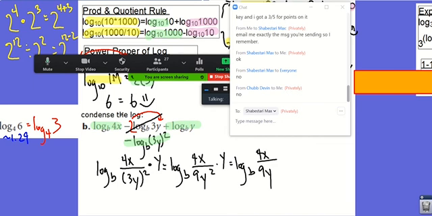So condense the log means if there are 3 logs here, make it into 1 log. That's what condense means, and we successfully did that. We combined 3 logs into 1 log in your final answer right here.